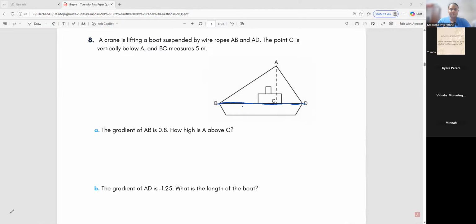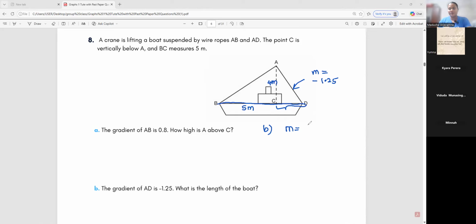BC length is given, 5 meters. The height we found, 4 meters. This gradient is minus 1.25. Find what this CD length is, then we can add it to 5. That's the length of the boat. To find CD also we can use that rise over run. I will write it here.